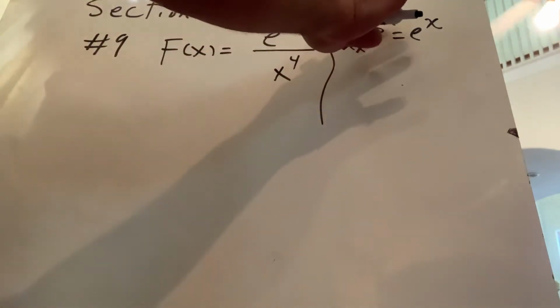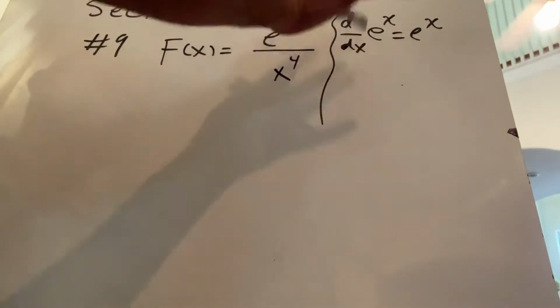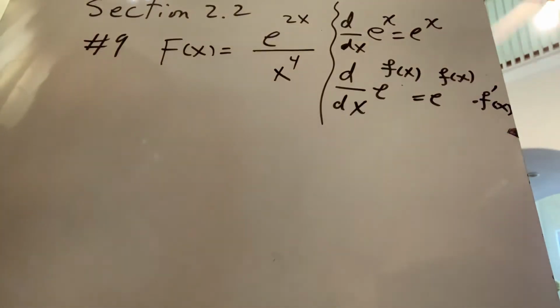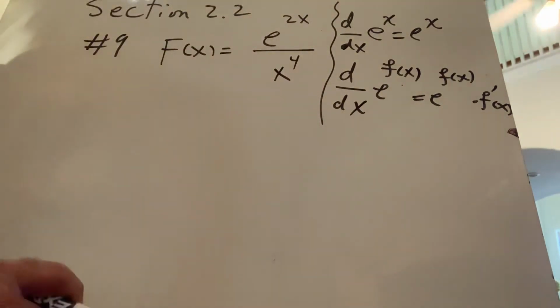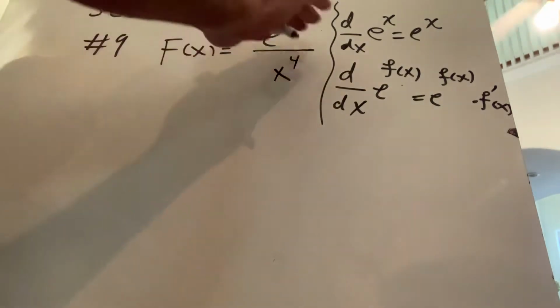Now, what happens when the x becomes some function of x, like 2x or another function? That's the more general rule that says the derivative of e to any function of x is e to that same function, and then times the derivative of the function. Don't forget that part. So there is the new rule that you learned in this section. We're going to have to apply that because obviously we do have e to the 2x. So now we do also have a quotient.